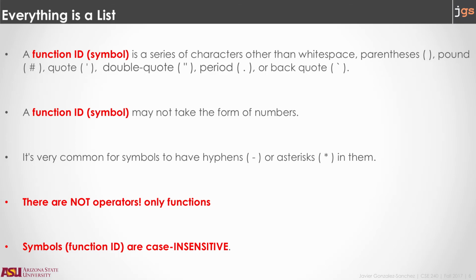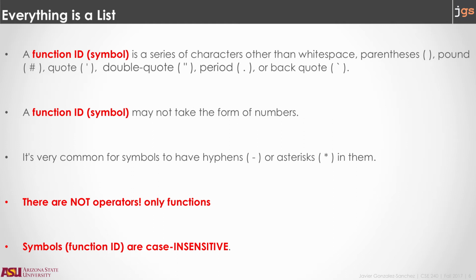Function IDs are called symbols. They are a group of characters, any character except white spaces, obviously because we use the white space as a delimiter, and except parentheses because we use the parentheses to enclose the list, the full line. We can neither use pound, quote, double quote, period, or back quote. However, we can use almost any other character. Usually, we do not use numbers alone, and it is pretty common to use hyphens or asterisks.